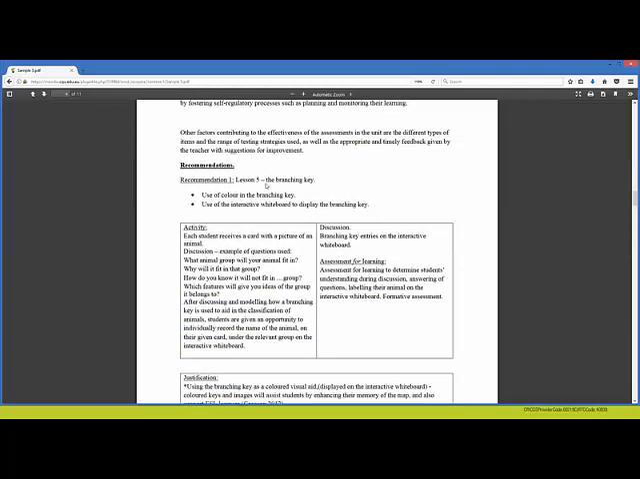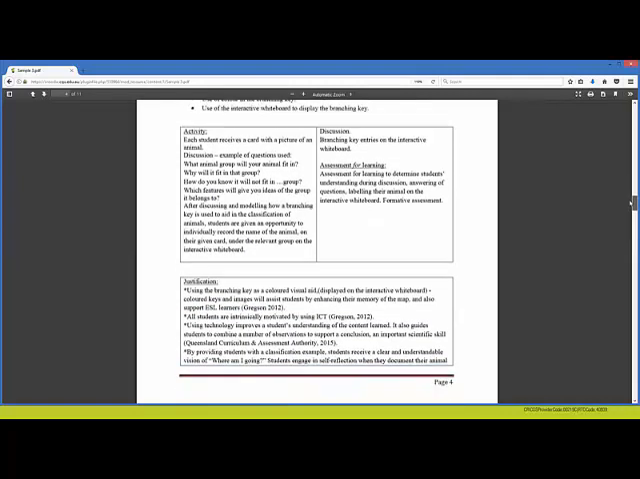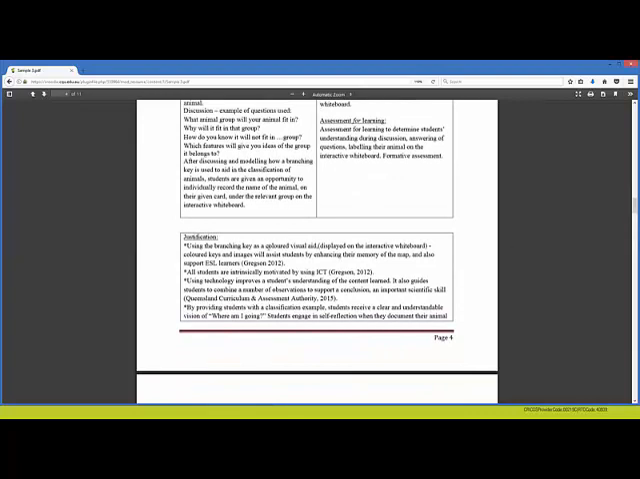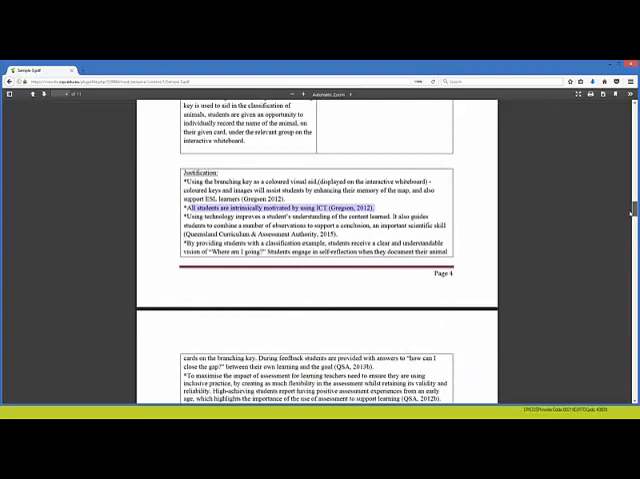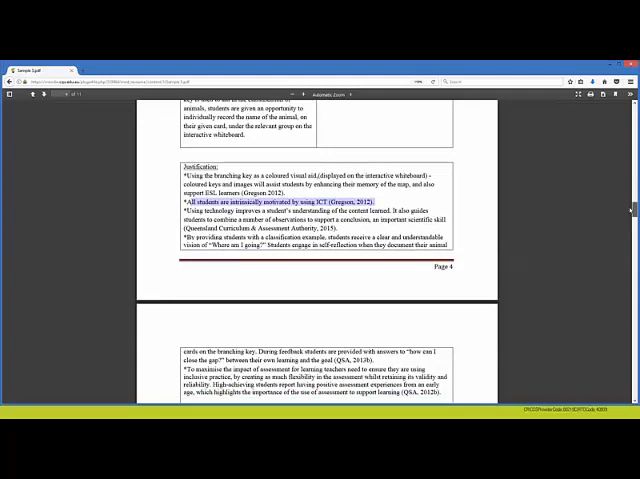Again, it identifies the branching key and use of colour in the branching key, using interactive whiteboard. Why? Okay, we don't know why. Why would you do those things? And here, we get a justification down here. Good. All students are intrinsically motivated by using ICT, Gregson. I would talk about the motivational capacity of ICTs, but again, it's a kind of global statement. It's kind of hanging there. It's not really linked to anything in the unit.